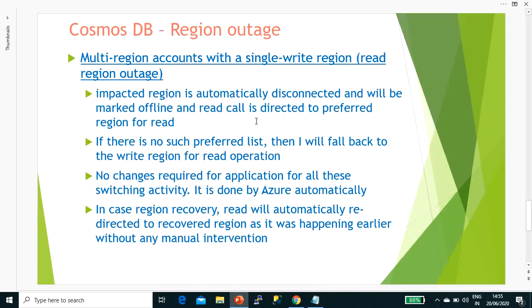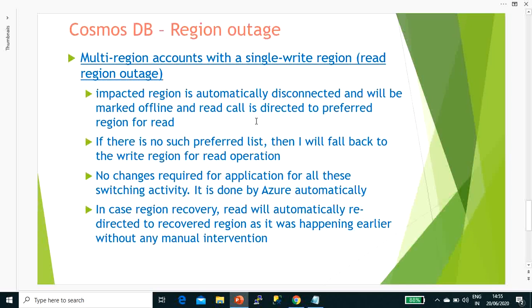If there is no such preferred list, then it will fall back to the write region for the read operation. In case you have not selected any preferred read region, it will start pointing to region A, which is the write region. So all of this happens automatically. We don't have to make any changes or do any kind of switching activity.